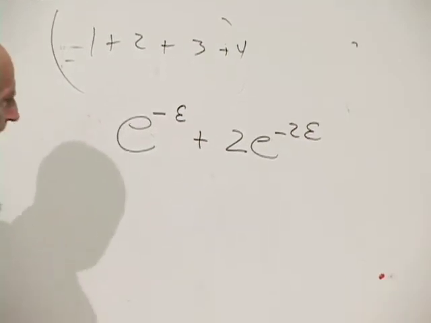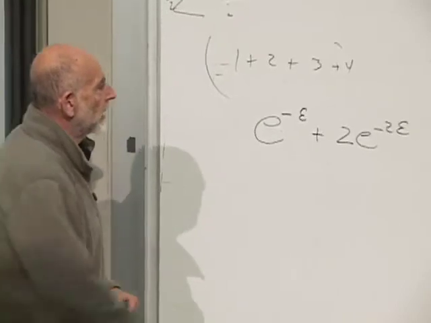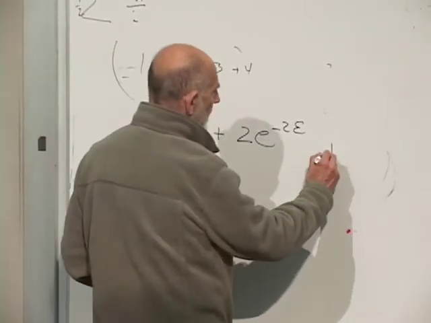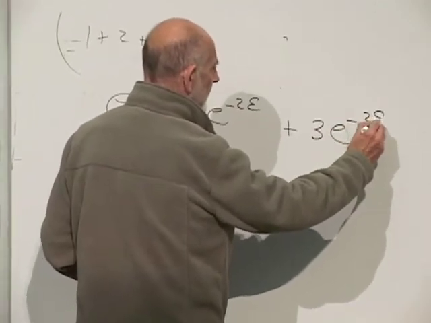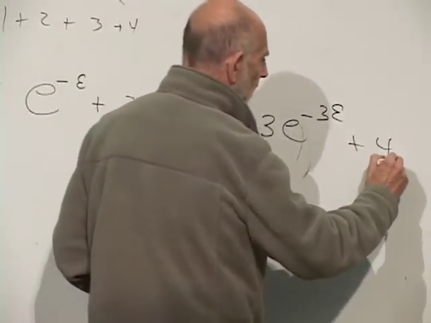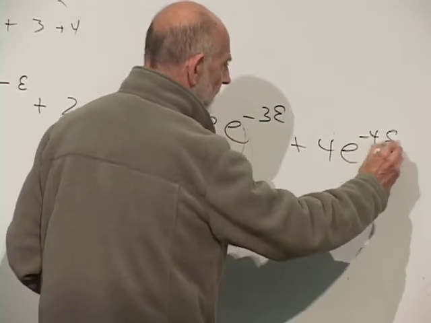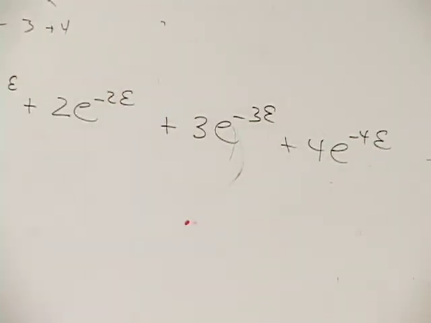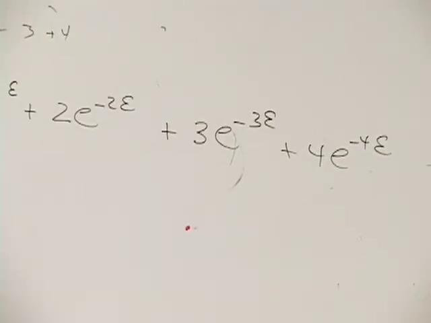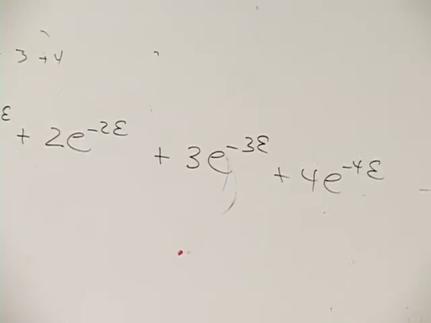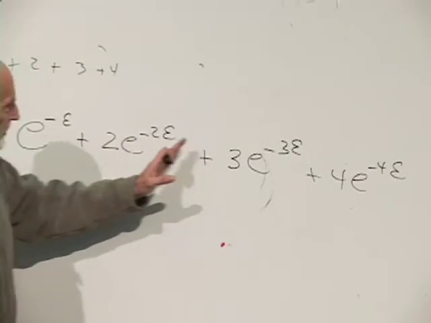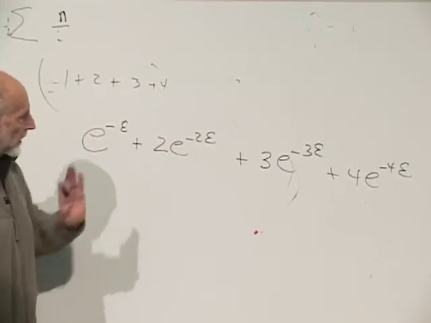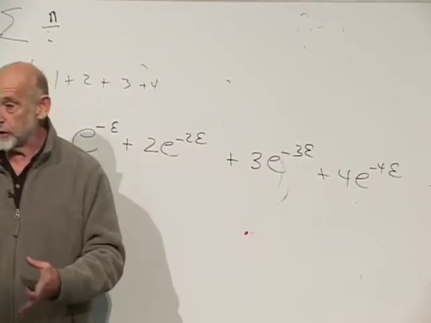1 plus 2 e to the minus 2 epsilon, what's the next one? 3 e to the minus 3 epsilon plus 4 e to the minus 4 epsilon. But now, if epsilon is not 0, then the sequence of terms e to the minus epsilon, e to the minus 2 epsilon, e to the minus 3 epsilon do get smaller and smaller.